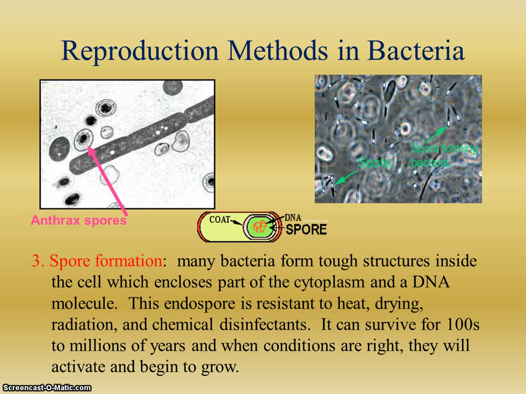This endospore is very tough, very resilient. It can withstand harsh conditions, chemicals, radiation, loss of water. It can last for millions of years like this, but eventually this endospore, once it finds the right growing conditions, it'll activate and begin to grow and begin to reproduce new bacteria. So that's what spore formation is. When it forms this endospore, it's almost giving it a chance to survive when conditions aren't favorable.